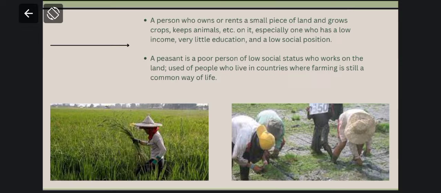This is usually used of someone who lived in the past or of someone in a poor country. A peasant is a poor person of low social status who works on the land. It is used of people who live in countries where farming is still a common way of life.